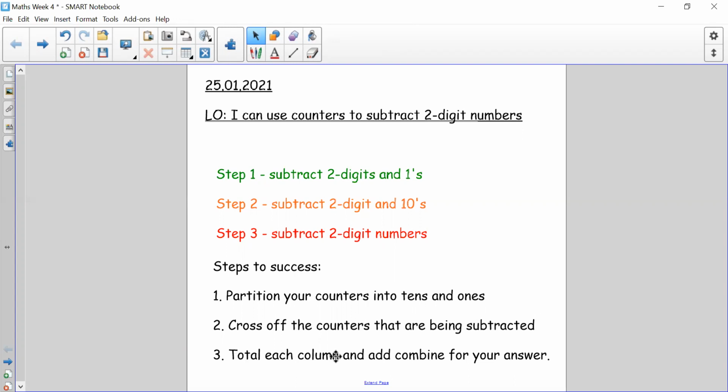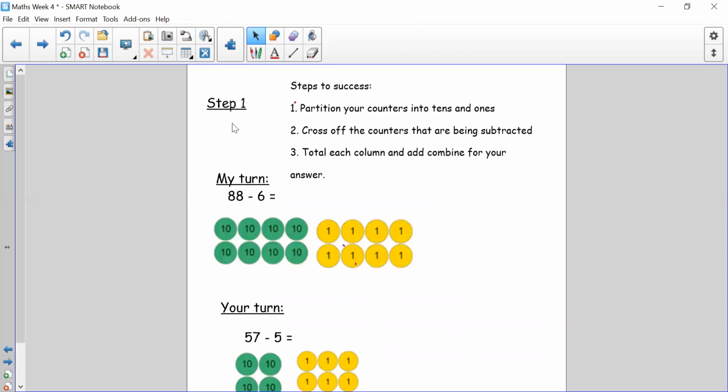Our third step, once we have crossed off our tens and our ones, is to total each column and add to combine for our answer. Now, if we left our digits as, for example, 20 and 1, we need to make sure we combine them to make the answer 21, because 20 and 1 is not the complete answer.